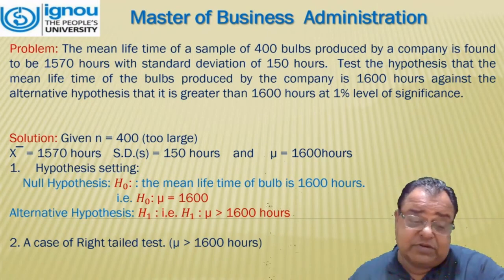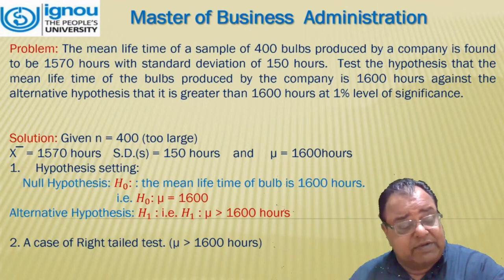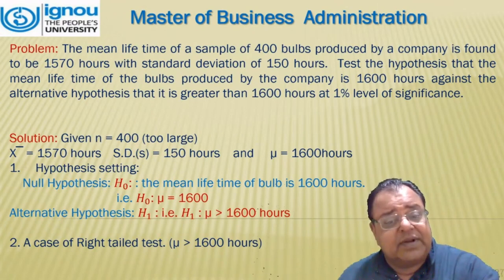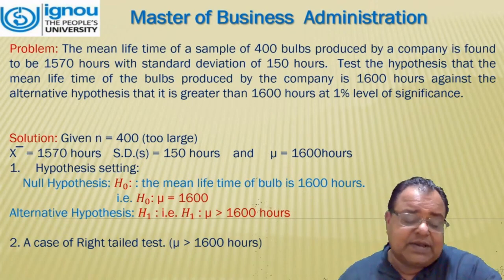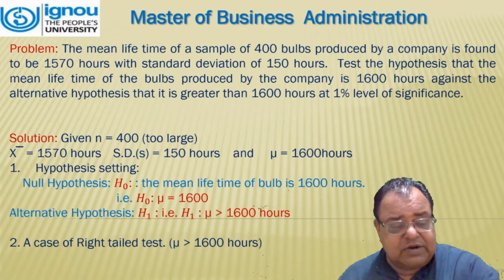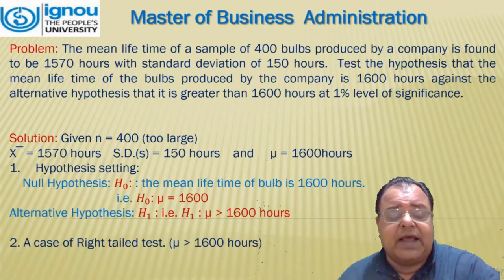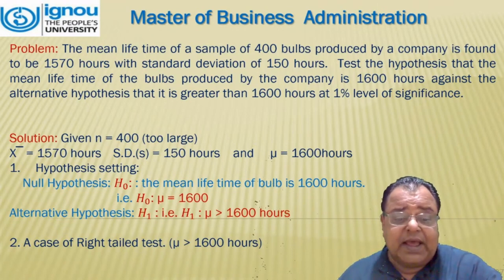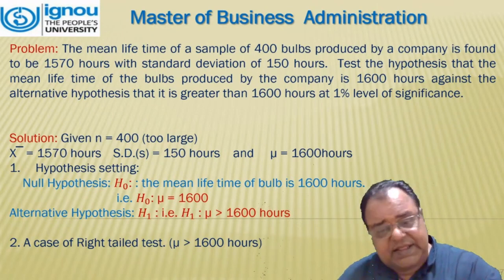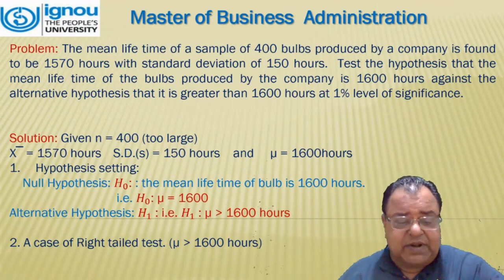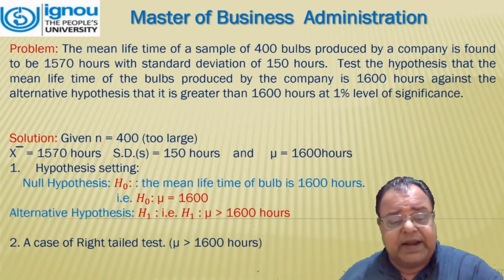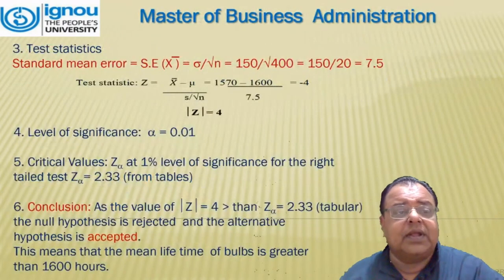Here n is 400, which is large. X bar is 1570, the standard deviation is 150 hours and mu is 1600 hours. You will be setting up the hypothesis as H naught: the mean life of the bulb is 1600. So that means H naught is mu equal to 1600. And the alternate hypothesis will be H1: mu greater than 1600. So what we are supposed to calculate is a right tail test where mu is greater than 1600 hours.